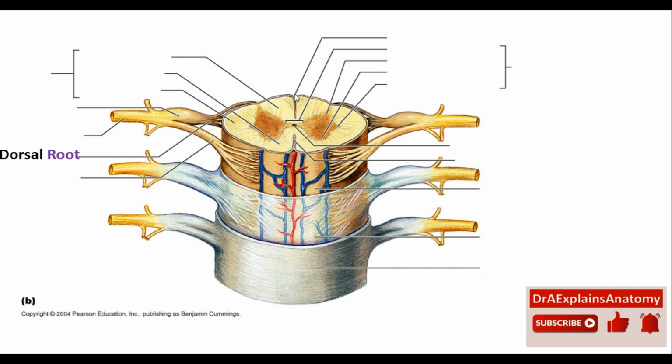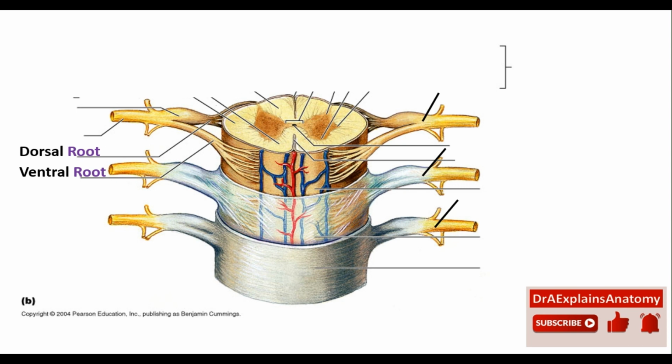Moving to the dorsal root. From the posterior aspect, also called the dorsal aspect of the spinal cord, we have the dorsal root. Whereas from the anterior aspect, we have the ventral root. Moving to the unique structure on the dorsal root, this is called the dorsal root ganglion. What is a ganglion? A ganglion is a group of neuronal cell bodies in the peripheral nervous system.